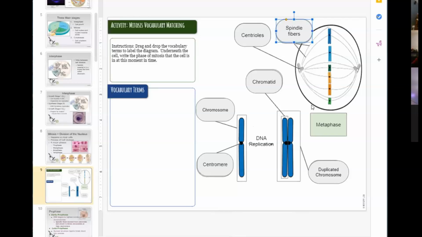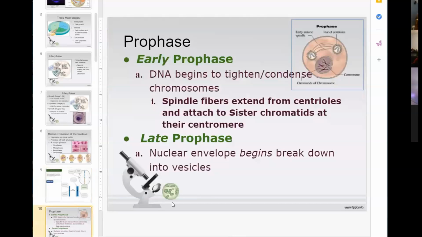What I just want you to know is what these different structures are as we talk about them, okay? And we'll have pictures. So in prophase, a couple things are going to happen. The DNA begins to, remember we said it was in chromatin and you couldn't see it.